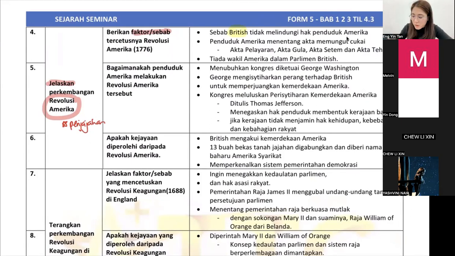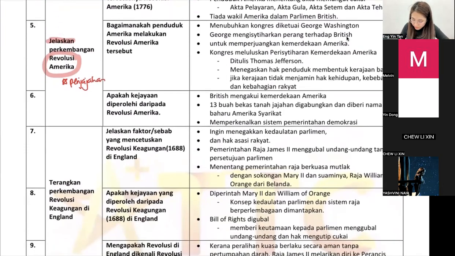So the reason being is because British did not protect their rights. You still remember I told you that British they do their revolusi keagungan dekat sana? Down here. Revolusi keagungan, the glorious revolution. Do you know England there? They do the revolusi keagungan dekat sana, focusing on hak asasi rakyat and talking about the kedaulatan parlimen. Tengok sini. Kedaulatan parlimen, hak asasi rakyat.